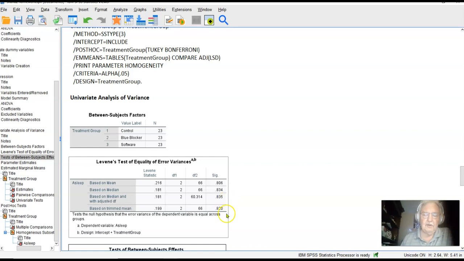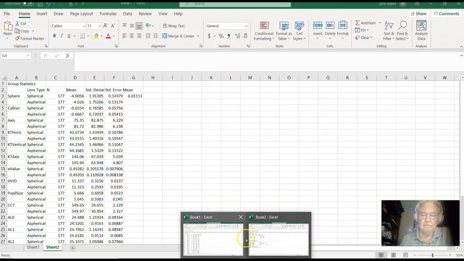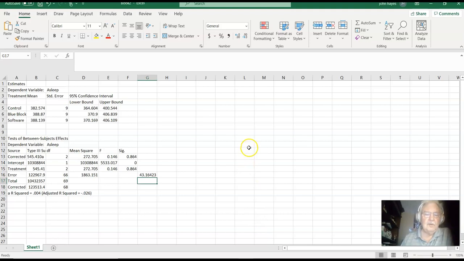All right, so let us go back to Excel. And so what we want to do is we want to create a bar chart. So we're going to go and highlight these groups. So we have the name and we have the means.